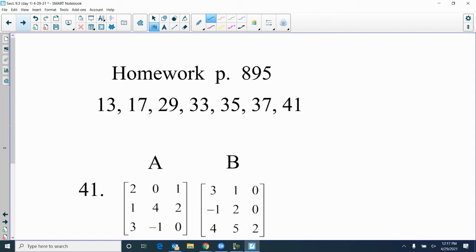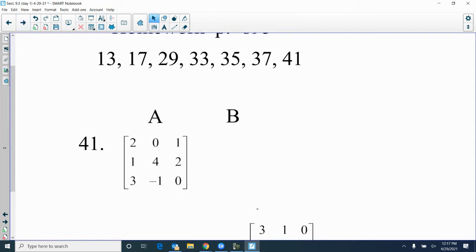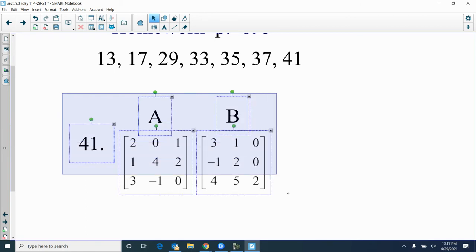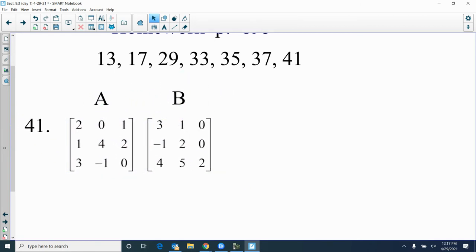All right, homework wise. Whoops, this is not your answers for 41. This is the original problem. I just want to go through a couple. Make sure you're good. Always good. All right, 17D. Take a look at 17D.